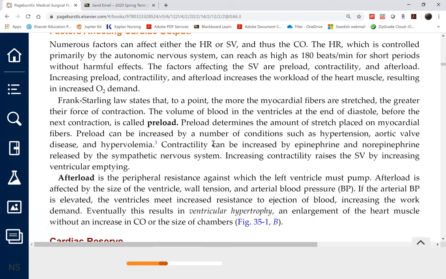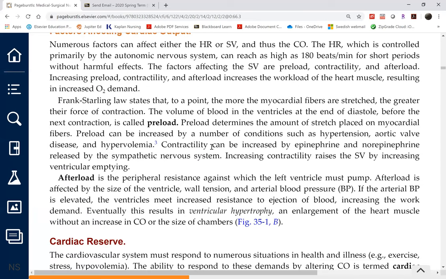Afterload is the peripheral resistance against which the left ventricle must pump. Afterload is affected by the size of the ventricle, wall tension, and arterial blood pressure. If the blood pressure is elevated, the ventricles meet increased resistance to ejection of blood, which increases the work demand. Eventually, this results in ventricular hypertrophy and enlargement of the heart muscle without an increase in cardiac output or the size of the chambers. All right.